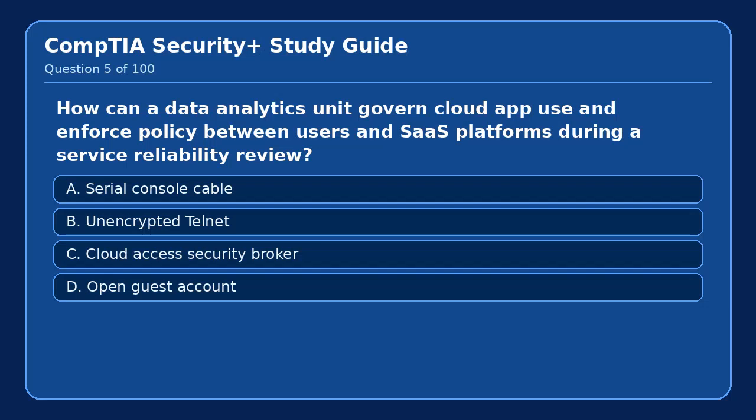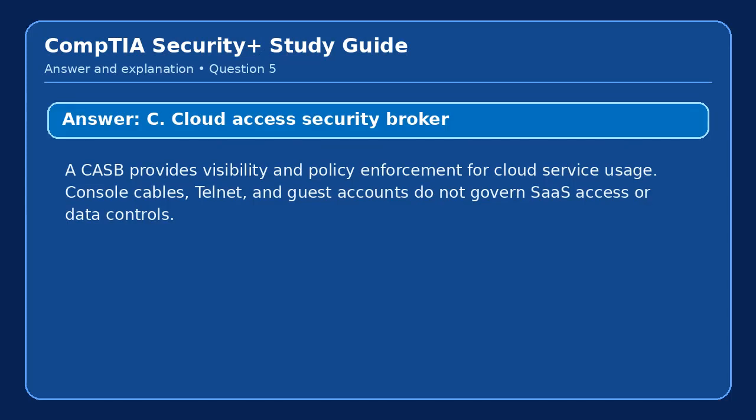The answer is C. Cloud Access Security Broker. A CASB provides visibility and policy enforcement for cloud service usage. Console cables, telnet, and guest accounts do not govern SaaS access or data controls.